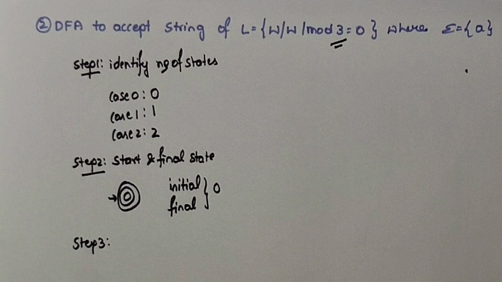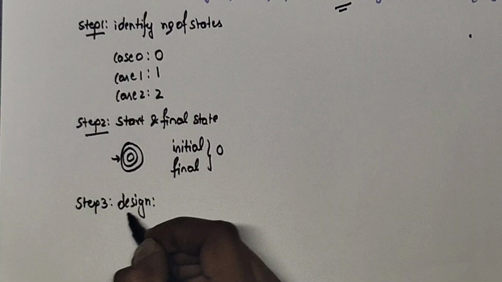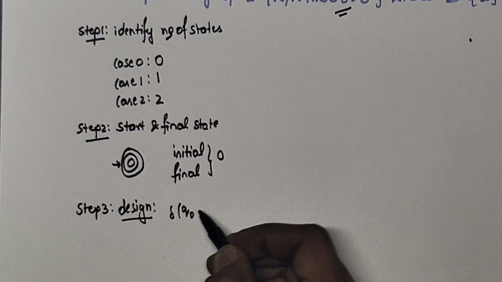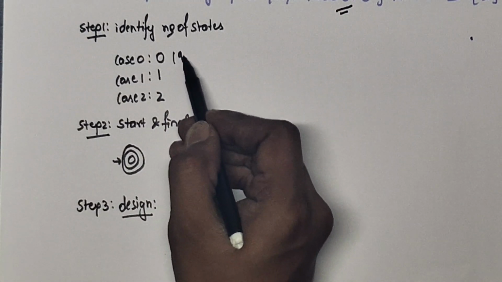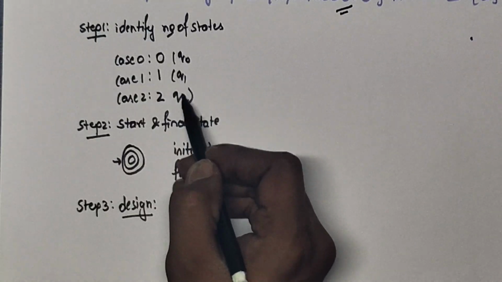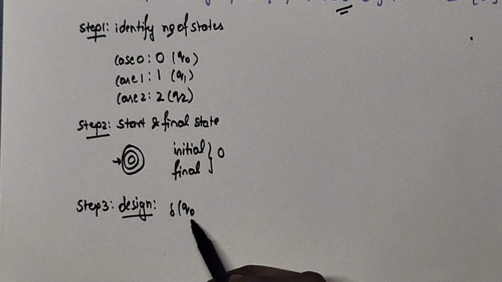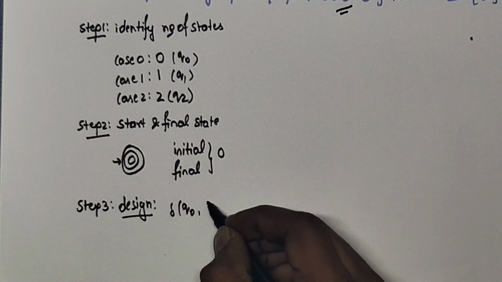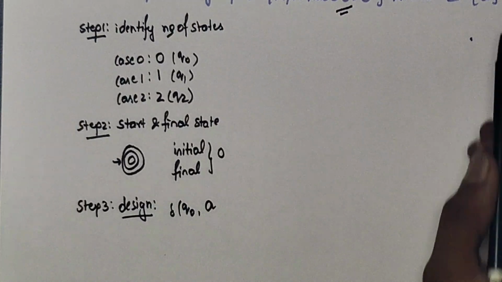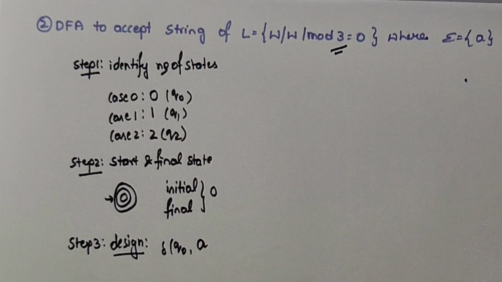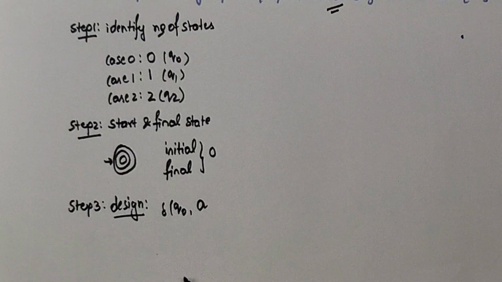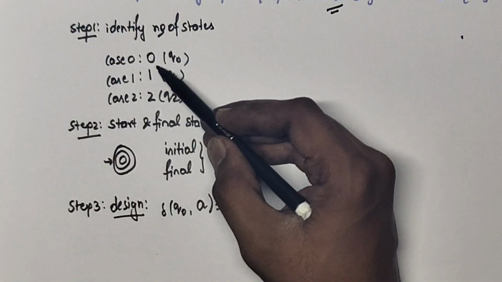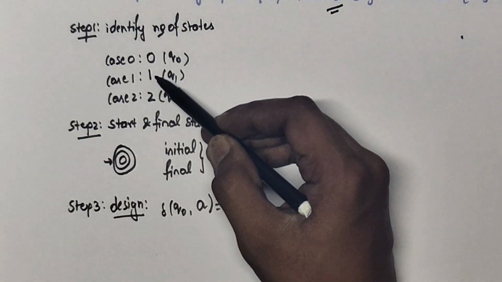Now let's move to the third step. The third step is designing. So here we have 3 scenarios. We must write according to that. Delta of Q0, because I will be taking these as Q0, Q1 and Q2, so you will understand much more easily. If I take this as Q0, that is the initial state Q0, and if I add one A to that, here the input string is only A. So I will be adding one A to Q0. Where will it move? It will move to Q1, because when the remainder is 0, if I add another A, the remainder will be equal to 1.